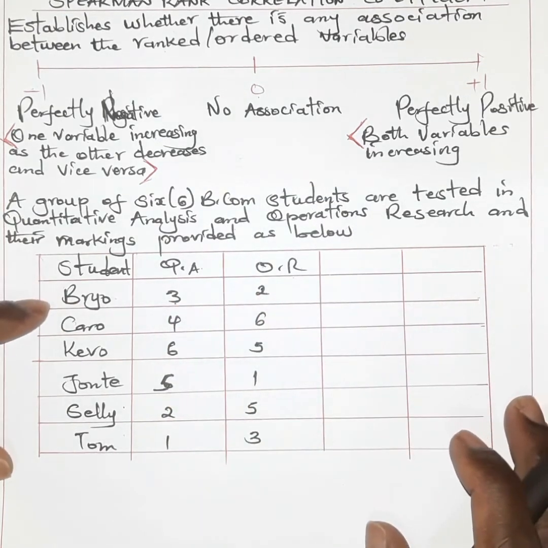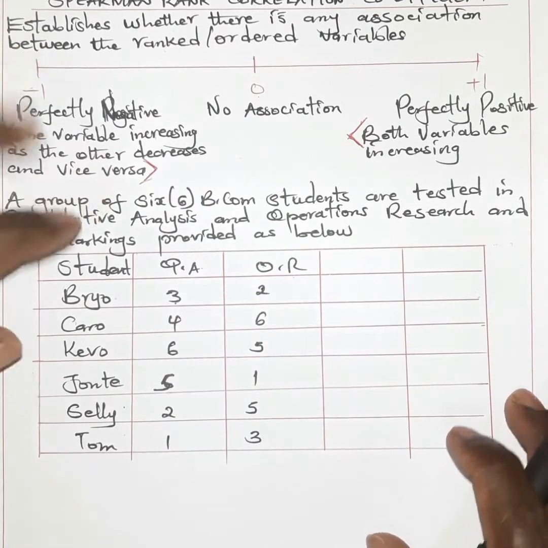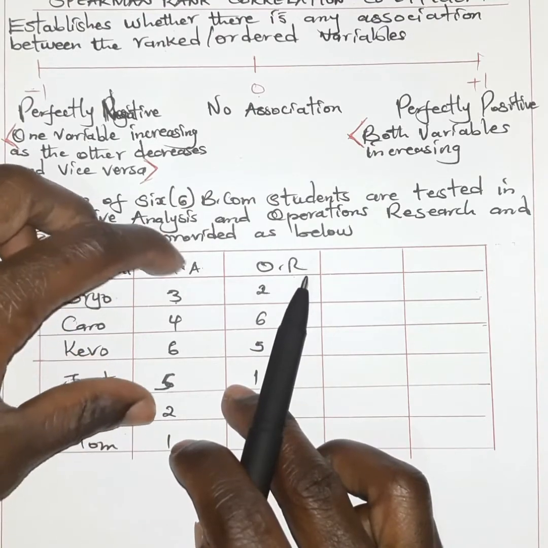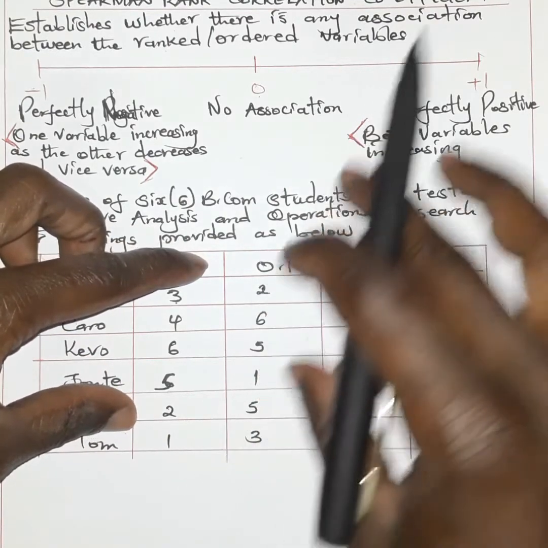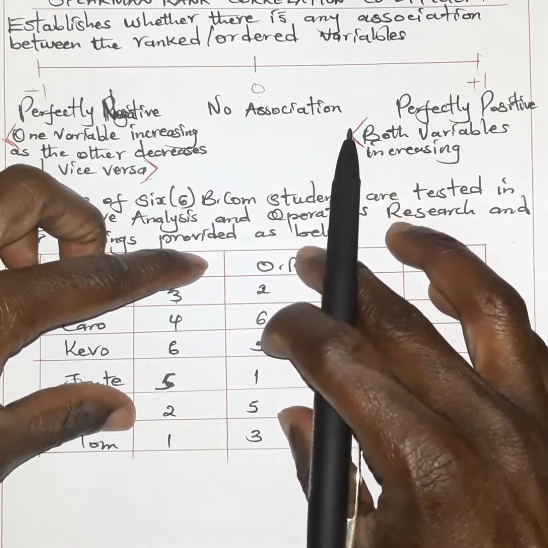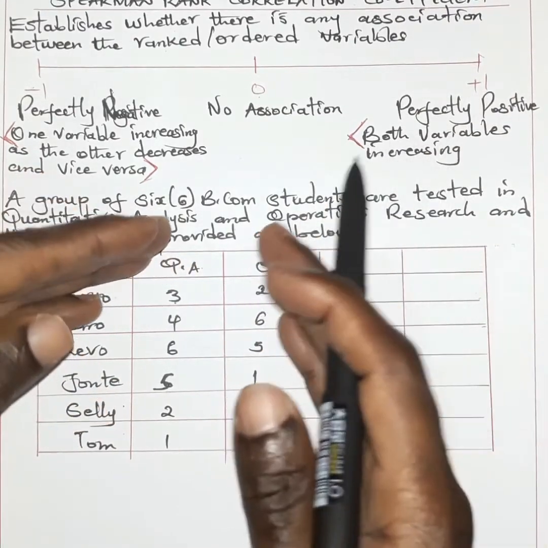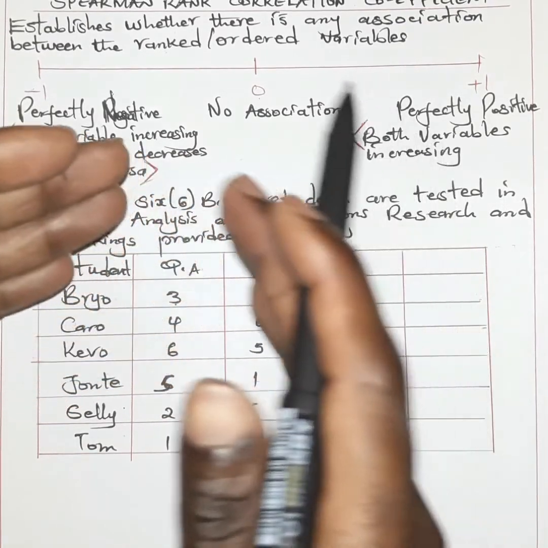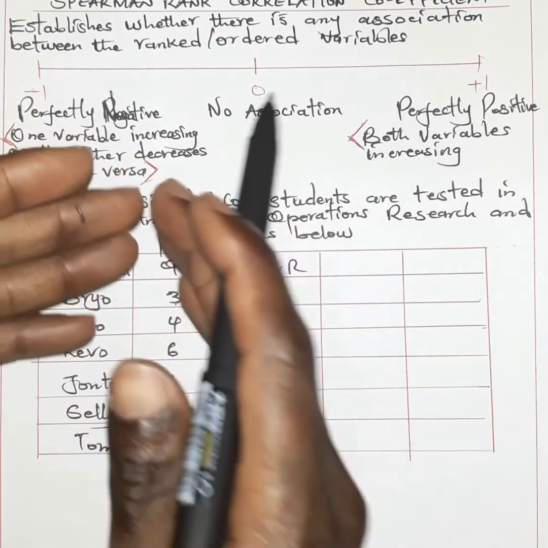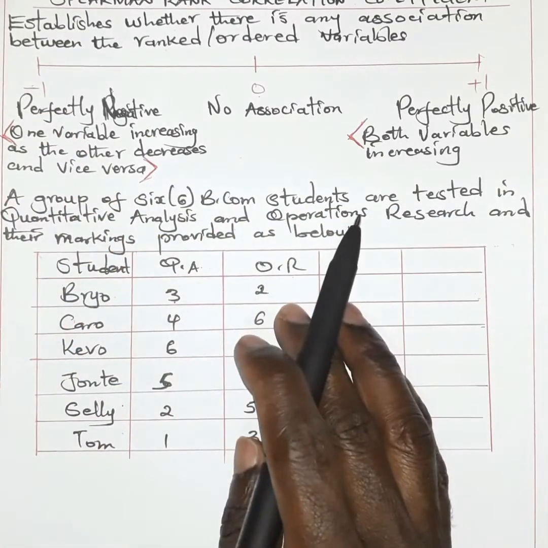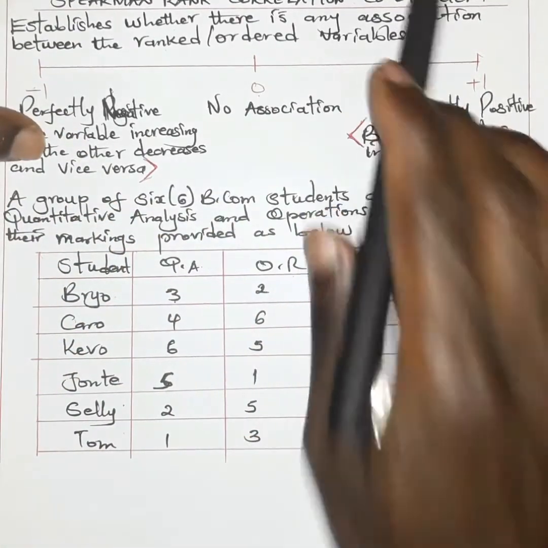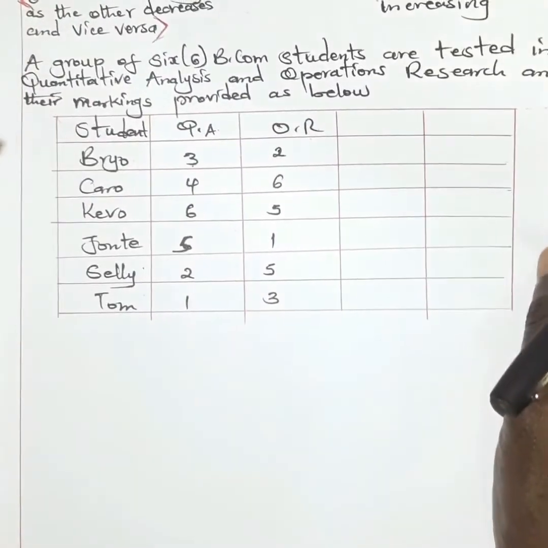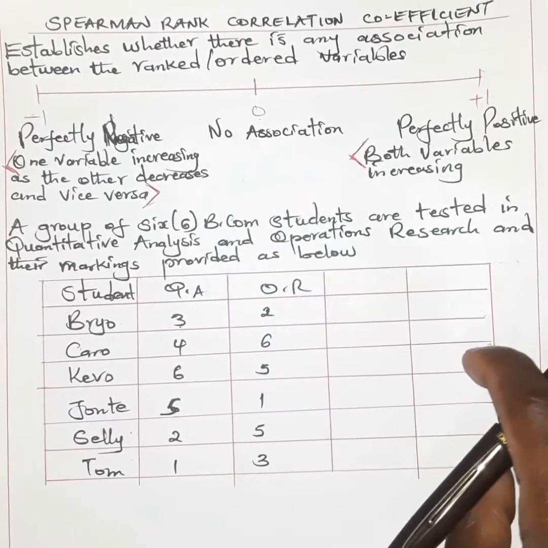We are supposed to determine whether there was an increase in ranking in QA as there was an increase in ranking in OR, or whether students ranked low in both QA and OR, or high in both QA and OR. So we are going to determine the value of R and interpret the result. The most important part is the interpretation of the result.